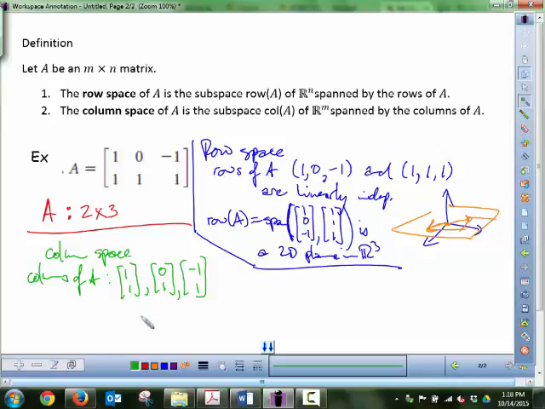Which means that these 3 vectors should be linearly dependent. I don't know if you can eyeball it, but I can't. So, well, can I? No.